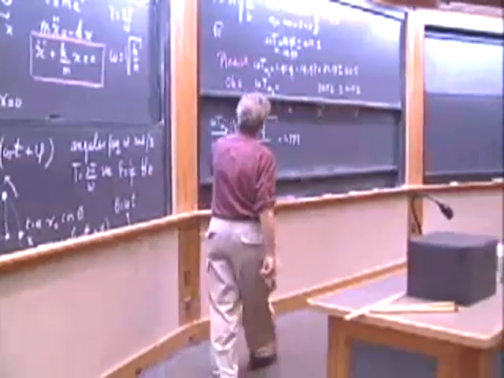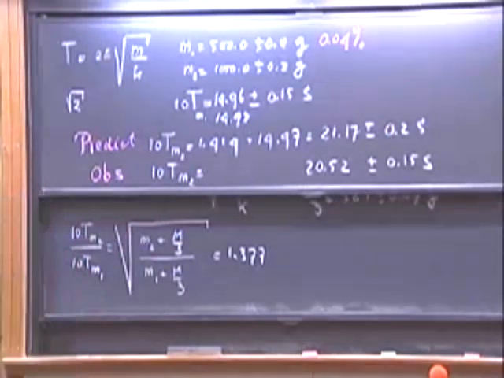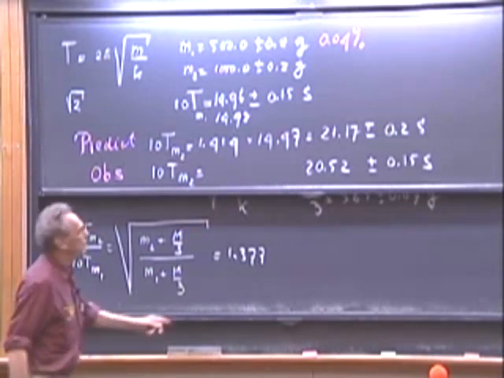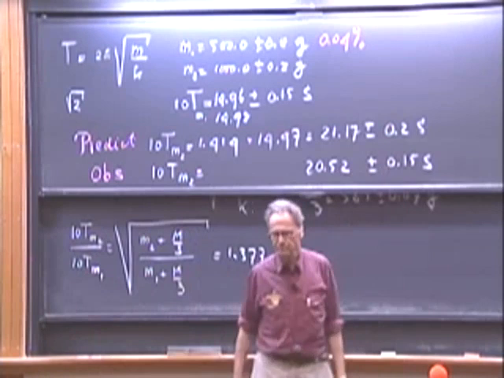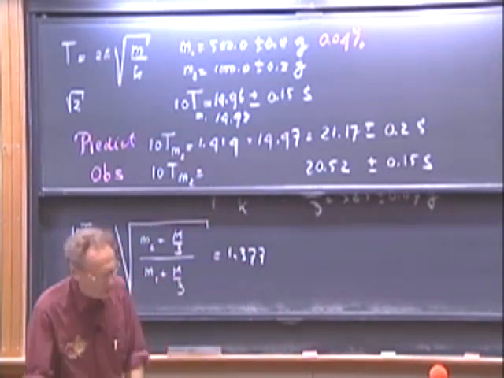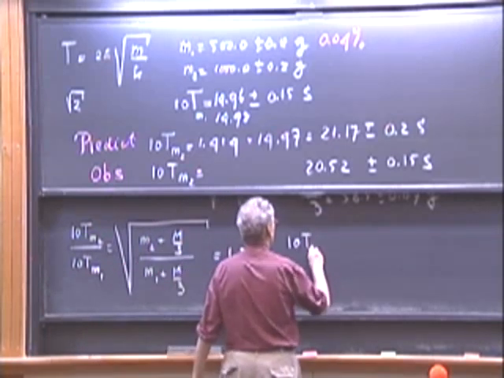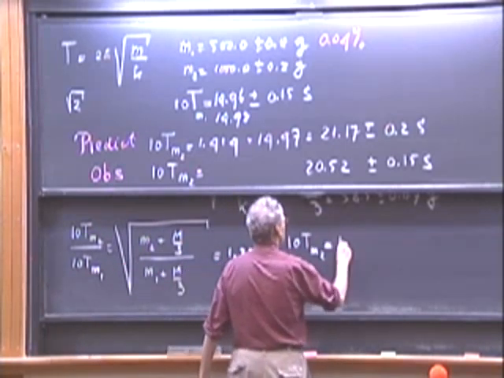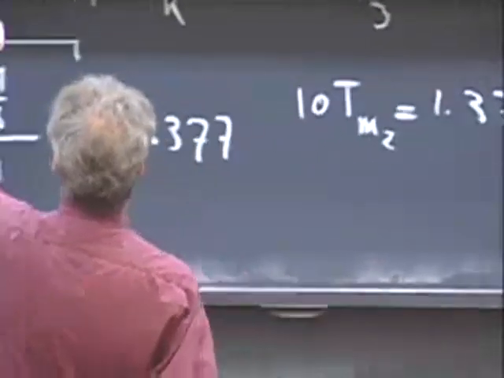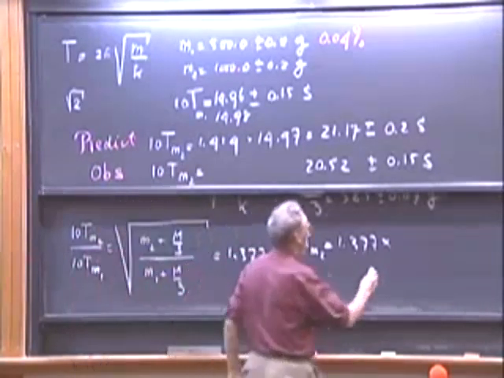Because remember, the uncertainties in these masses was of the order of 0.1%. Compare that with the uncertainty in the observations of the time, which were closer to 1%. So we can bring this now to a test. And all I must do now is multiply, if I want to find now 10 T m2, then I take 1.377 and I multiply it by 10 T m1.